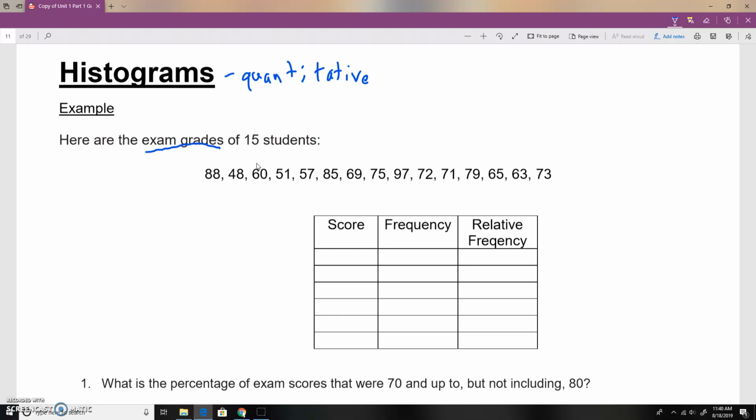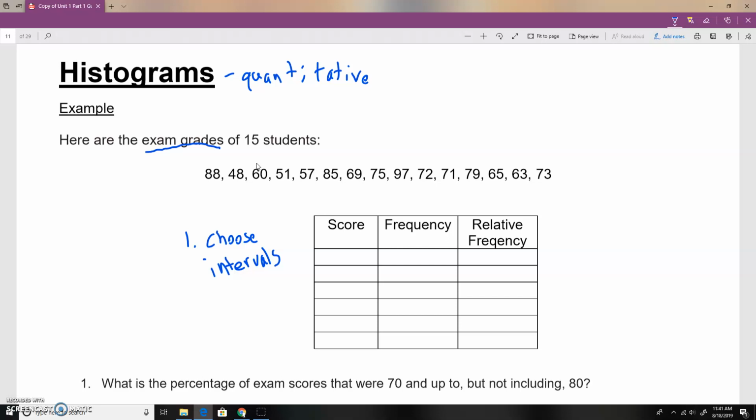Now, the first thing we're going to do is make what we call a frequency table of these exam grades. The way we're going to do this is, number one, we're going to choose some intervals. Okay? Now, we don't list specific values out when we do a histogram. We choose intervals for values.